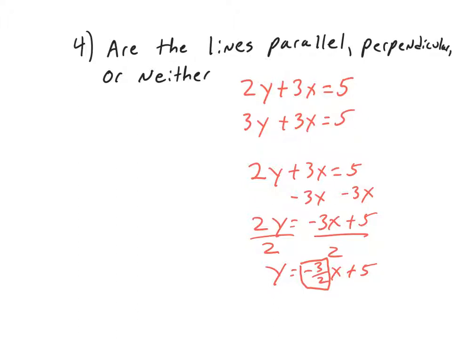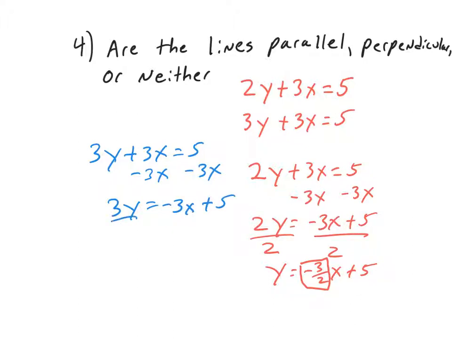Then do the same thing for the second one. We'll get 3y plus 3x equals 5. I'm going to subtract 3x from both sides. I'll get 3y equals -3x plus 5, and divide by 3. So we get y equals negative x plus 5/3. So the slope for this one is -1.